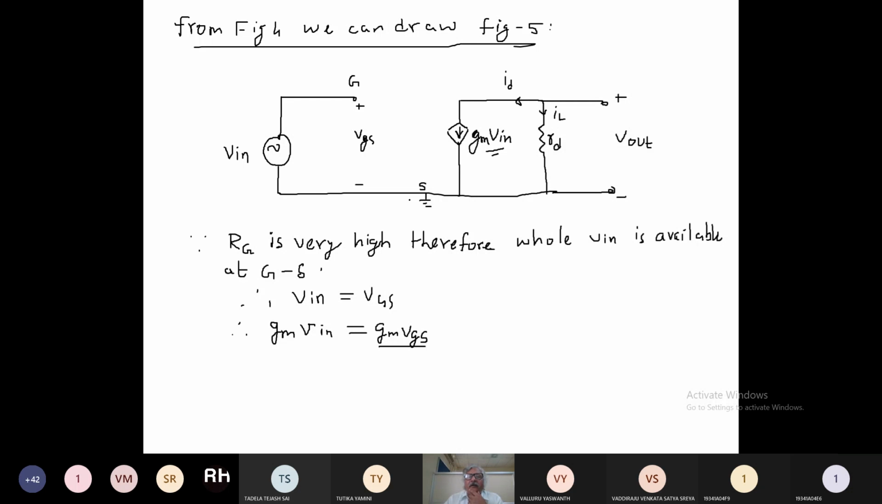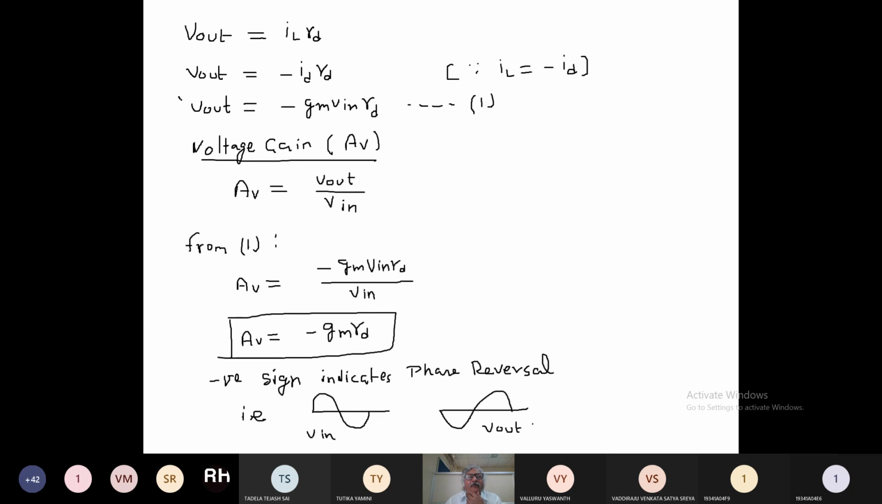Now from this circuit, we find the voltage gain. For voltage gain, we first find the expression of V out. V out is IL multiplied by RD. IL is equal to minus ID. So you can write V out is equal to minus ID RD, and ID is gm V in. So this way we got this expression of V out, expression number 1. And voltage gain is V out by V in. V out we replace by equation number 1. So finally we will get this value.